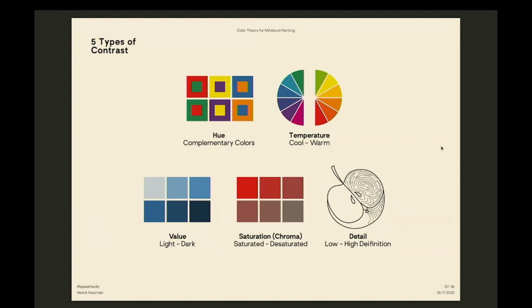So the different types of contrast are, as you can already see from here, the properties of color, the three ones there. You've got hue, value, and saturation. But in addition to that, you also have temperature, so cool to warm, and then detail, which will cover as the fifth type of contrast.